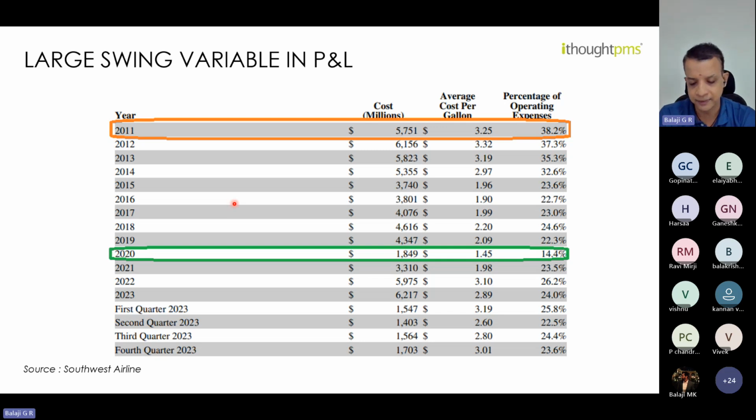This is another similar data point, where Southwest Airlines did a good job of sharing how aviation fuel can be a big swing factor. This is historical data for Southwest. Typically it's 40%, but during or before COVID times it used to be 22 to 30%. Whenever this number goes down, the profit pool of an airline can rise significantly, and whenever this number goes up, you can be very sure the profit pool will go down.